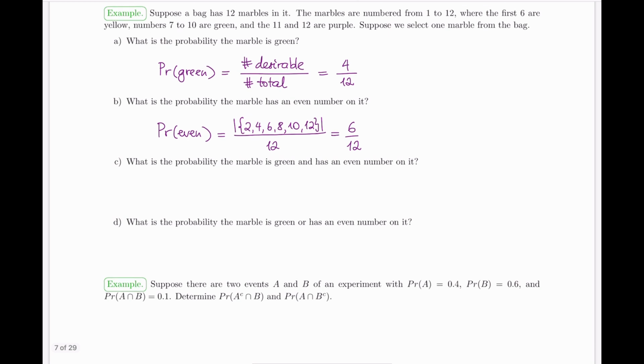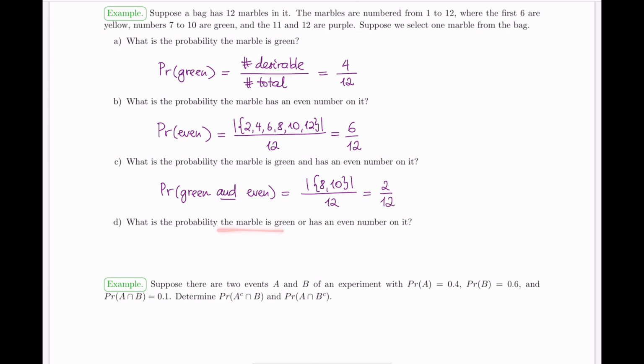What is the probability that the marble is green and has an even number on it? Okay, so probability green and even, and of course "and" corresponds to the intersection. So what are my desirable outcomes versus total? The total outcomes, I still have 12 marbles. What are my desirable outcomes? It has to be green, so it has to be between 7 and 10, and it has to be even. So what are my choices of the numbers between 7 and 10 that are even? Well, there's only 8 and 10, so that's going to be my entire numerator here. The marbles that are both green and even are only 8 and 10, so only 2 of them out of 12.